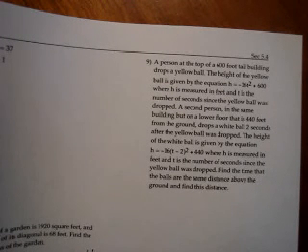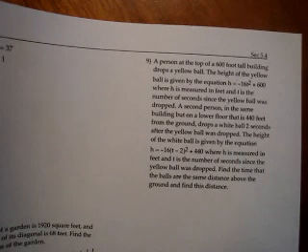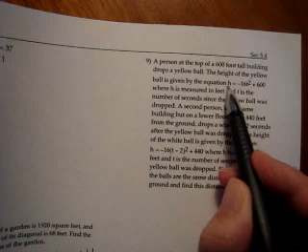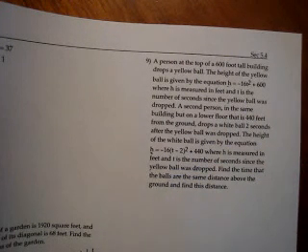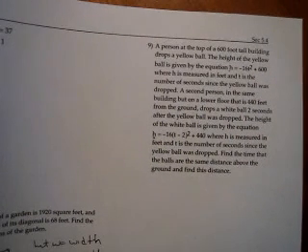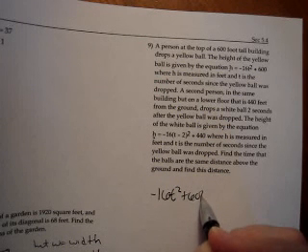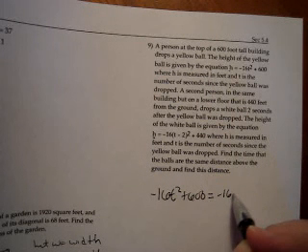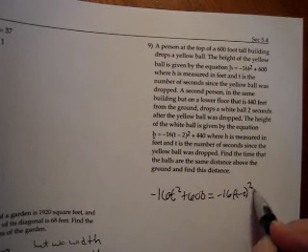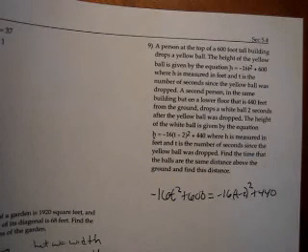Well, they gave us the two equations. They defined the variables. All we have to do is set these two things equal to each other because they both are h equals something, and we want to know when the heights are equal. So, negative 16t squared plus 600 is equal to negative 16 times t minus 2 quantity squared plus 440.